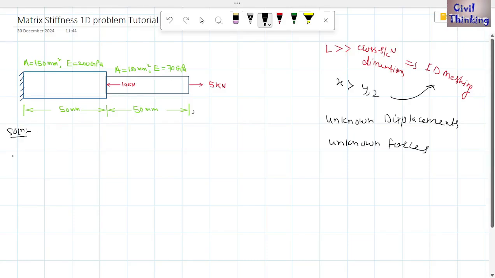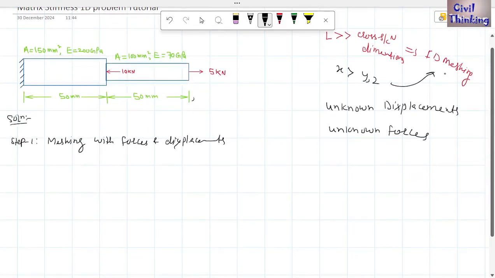Solution. Step one is always meshing. We have to mesh the body, that is, given body discretization, and we also have to write the meshing with forces and displacements. As I have told you before, we will use 1D meshing. In 1D meshing we use a line, so let me draw a line here.